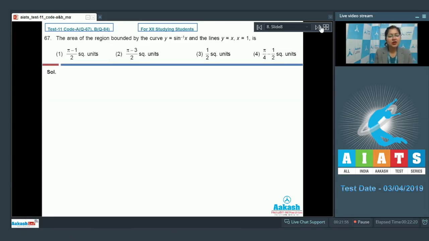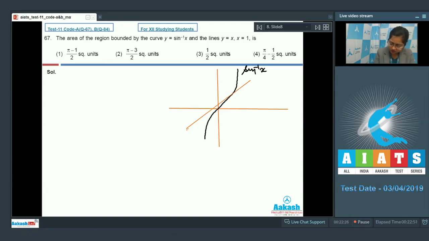Next is question number 67, which says that the area of the region bounded by the curve y equal to sine inverse x and the lines y equal to x, x equal to 1 is. Let us plot the x and y axis, and let us say this is the graph of sine inverse x. And this is the graph of y equal to x. Now, we have to find the area bounded by y equal to sine inverse x and the lines y equal to x and x equal to 1. So, let us plot the line x equal to 1 as well. Let us say this is x equal to 1. So, we have to find this area.